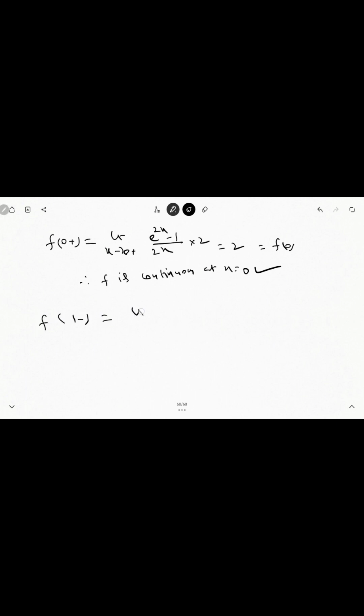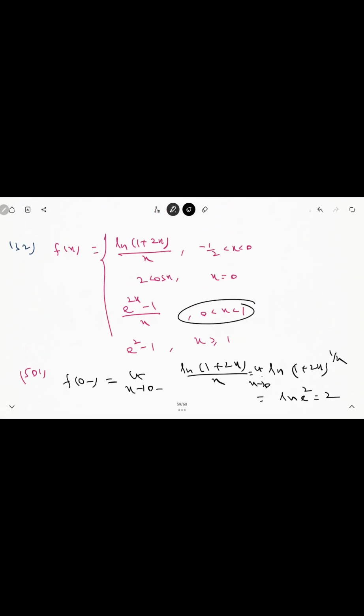f(1−) means what? Limit x tends to 1 minus. What is the function to be taken here? Less than 1 means this only, (e^(2x) − 1)/x. Apply 1 now, e² − 1 we will get.